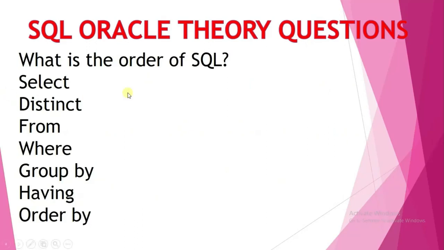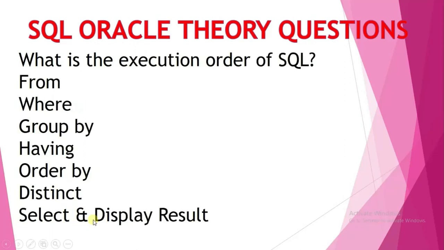So moving to the next one, what is the order of SQL? This is a very important question for the interview. First is select, distinct, from, where, group by, having, order by. For any query you want to write in SQL, in Oracle, it must follow this order. So select, distinct, from, where, group by, having, order by.